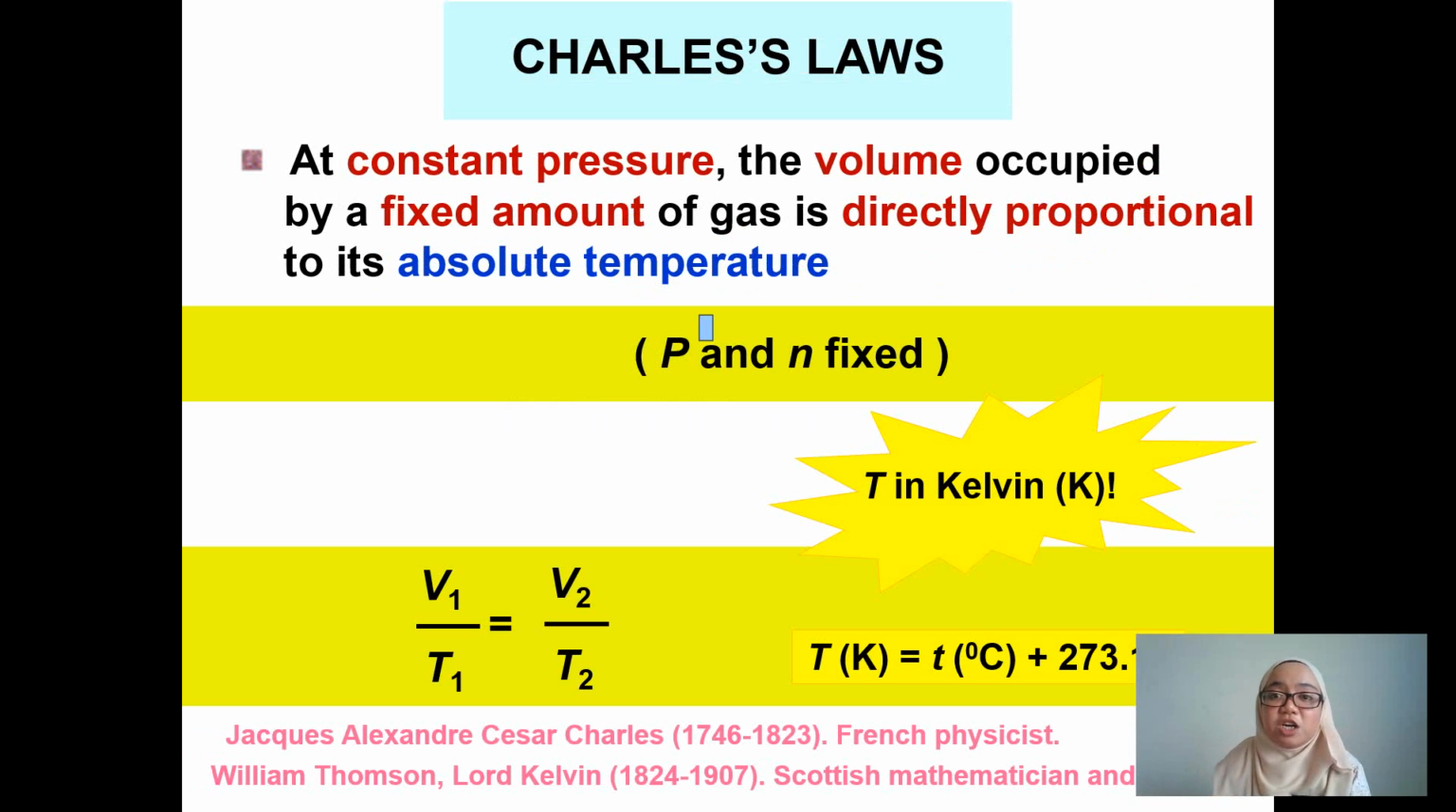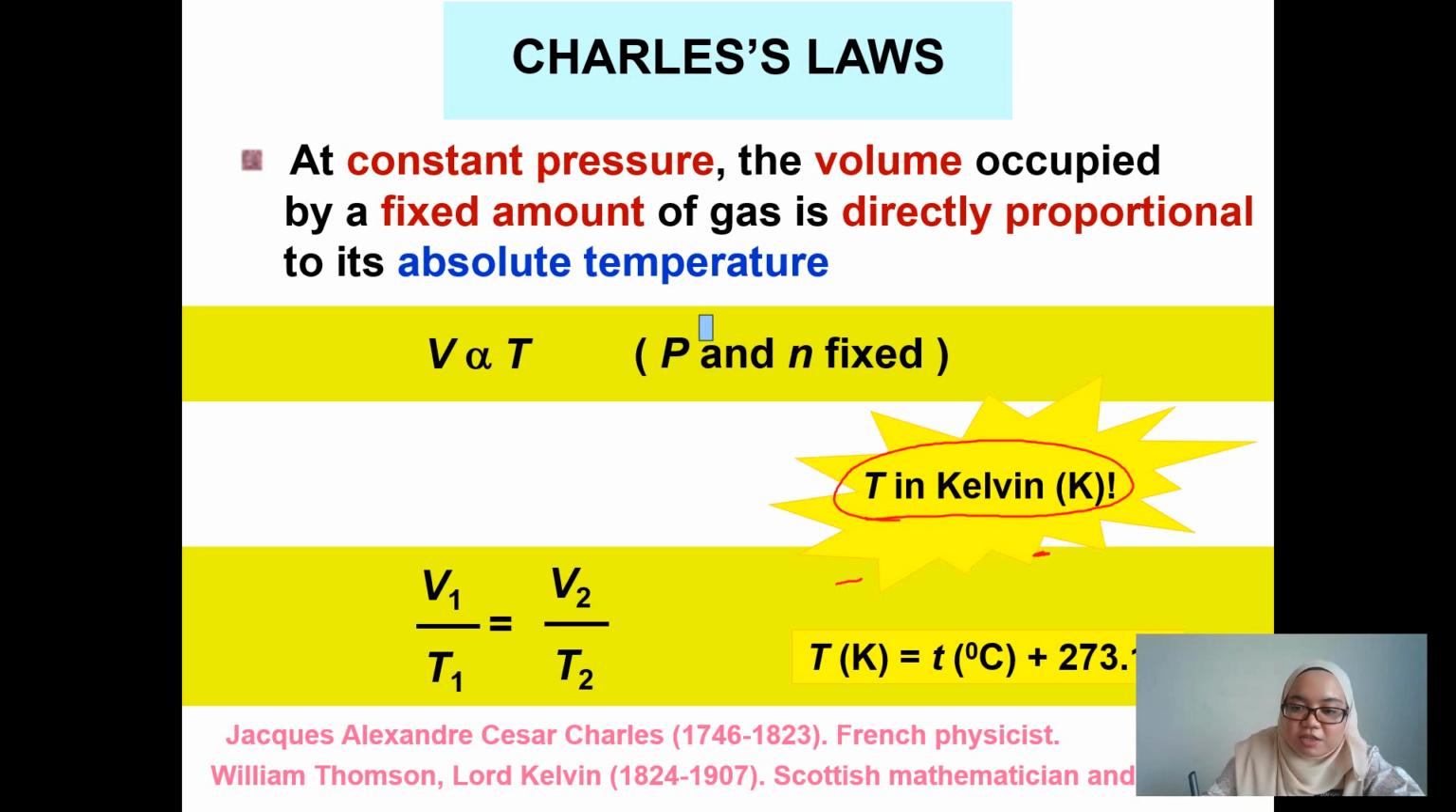Next, we're going to look at Charles' law. Charles' law states that at constant pressure, the volume occupied by a fixed amount of gas is directly proportional to its absolute temperature. So V is directly proportional to T. And be careful, this is a reminder to you that you must calculate the temperature in Kelvin. How do you convert from degrees Celsius to Kelvin? You need to add 273.15 to get the temperature in Kelvin.